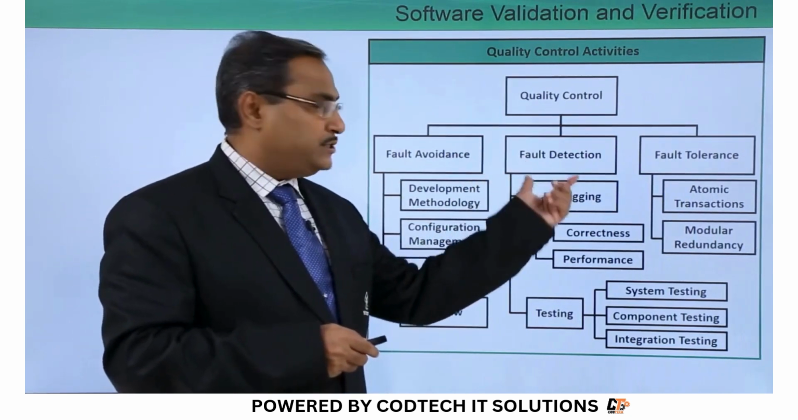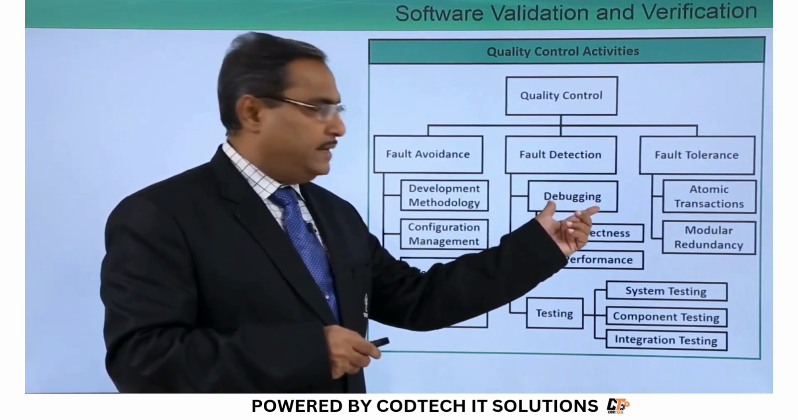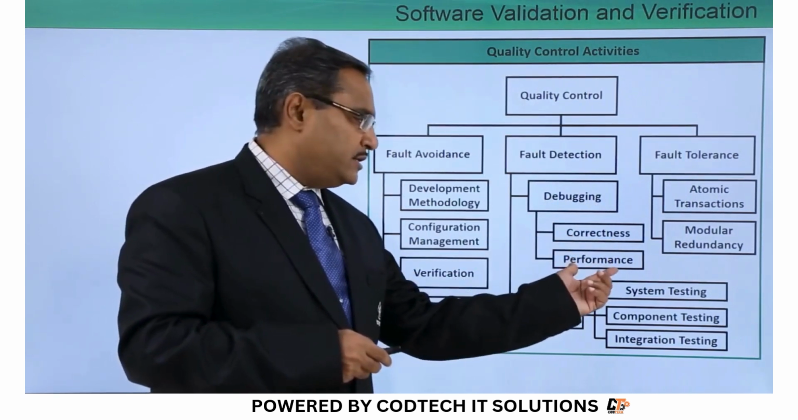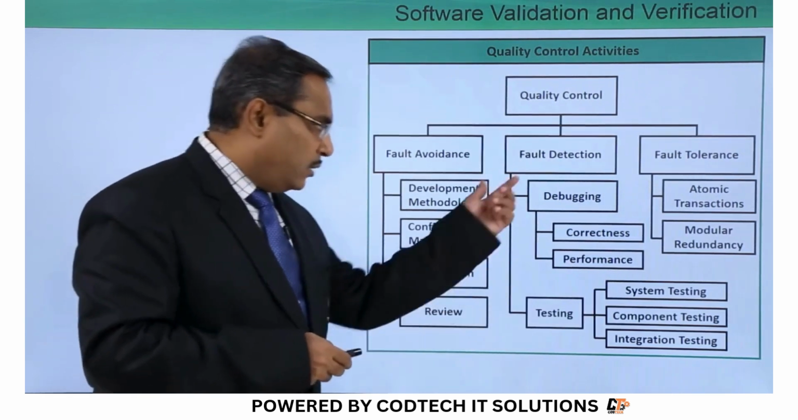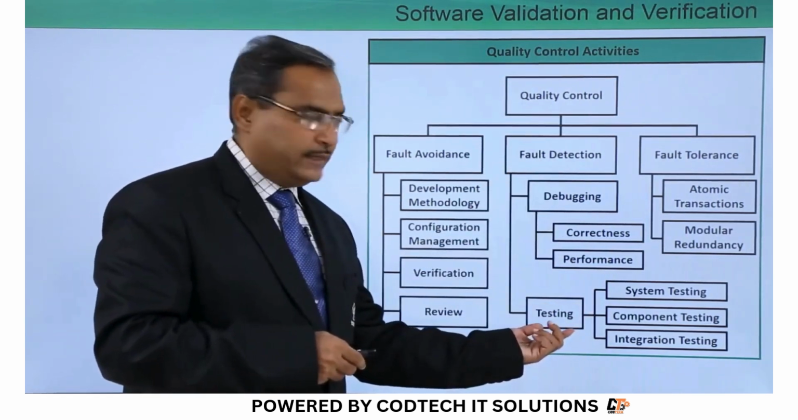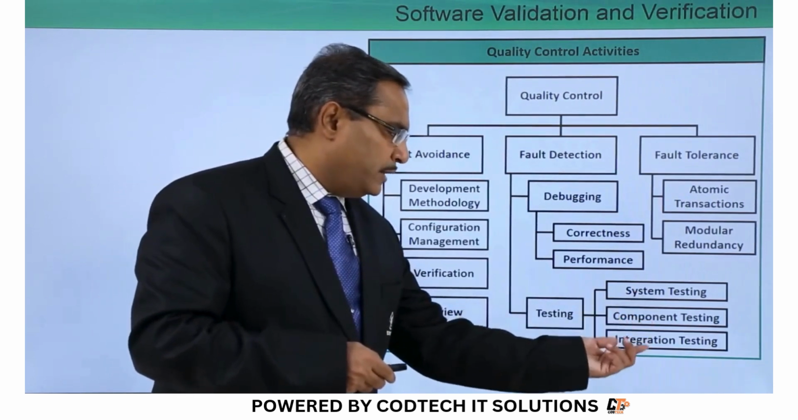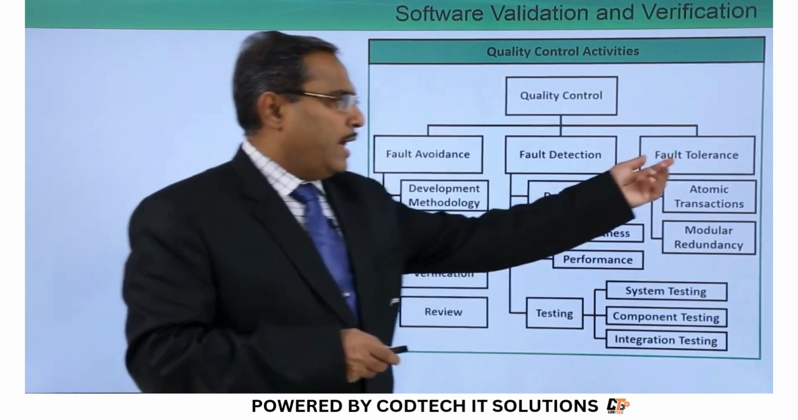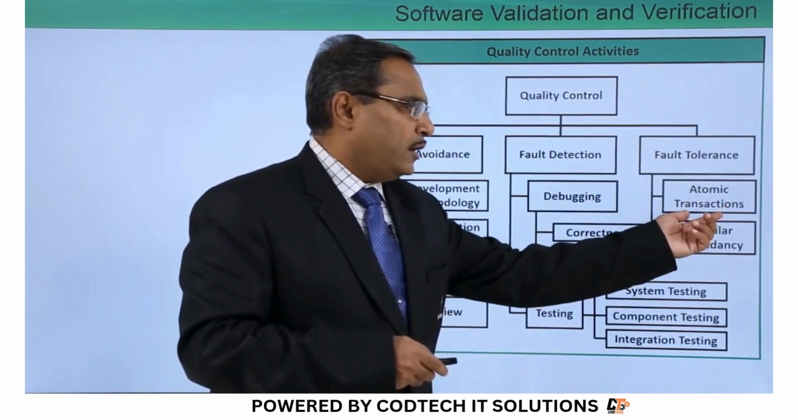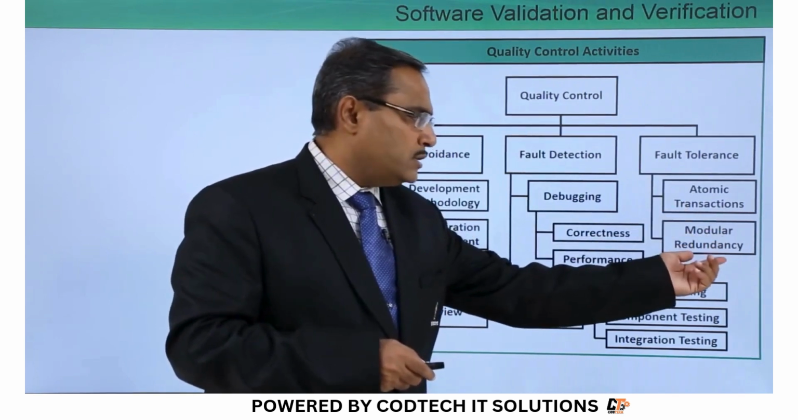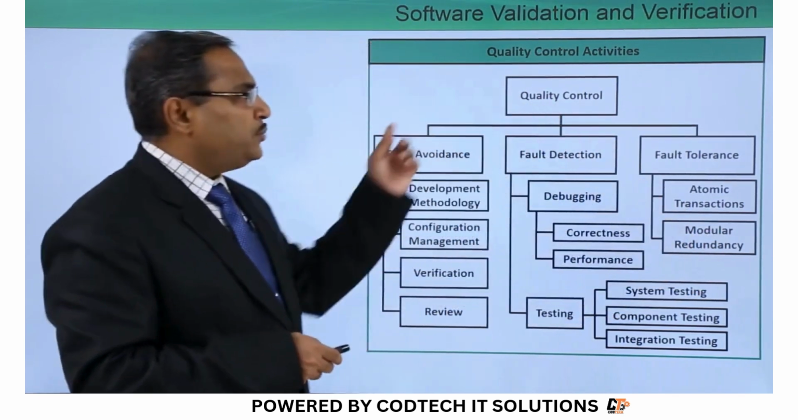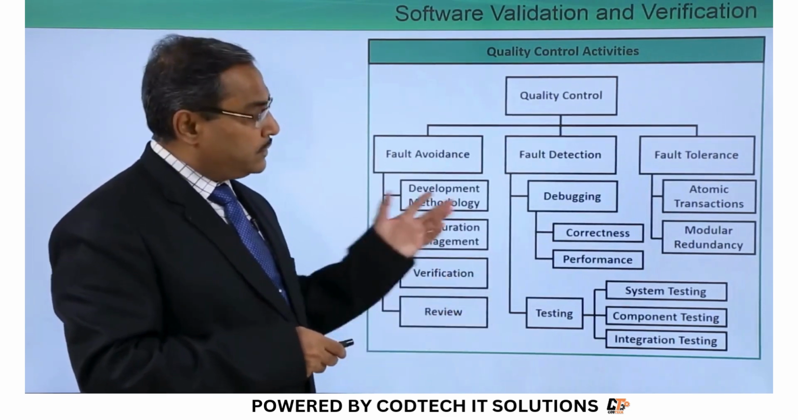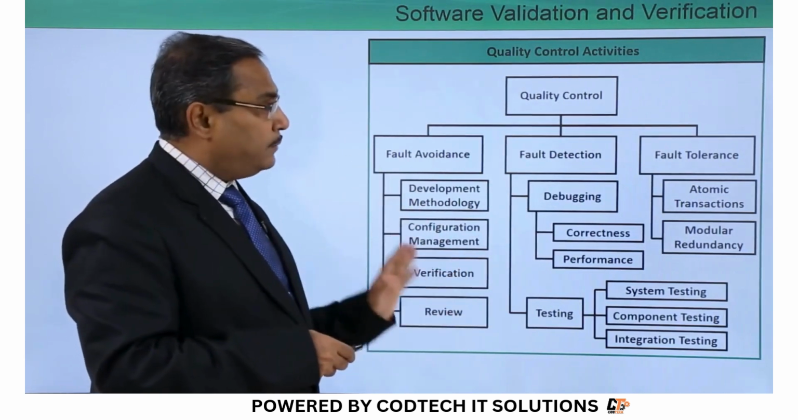The next one is fault detection. The first technique is debugging. Debugging can be of 2 types: one is the correctness of the answers being generated, and the other is the respective performance. Fault detection can also be done using testing. There is system testing, component testing, and integration testing, and there are other testing methods available. We also have fault tolerance, we require atomic transactions, and modular redundancy should be checked. In this way, the quality control activities applicable in a software development process have been listed on a single page here.